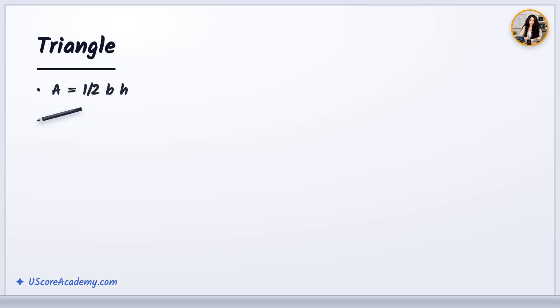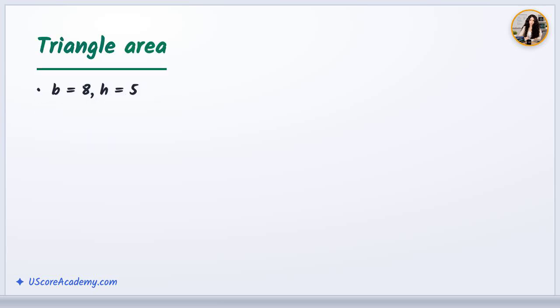A triangle is exactly half of a rectangle around it, so its area is 1/2 times base times height. Just like before, the height has to make a right angle with the base. That 1/2 is the key part.